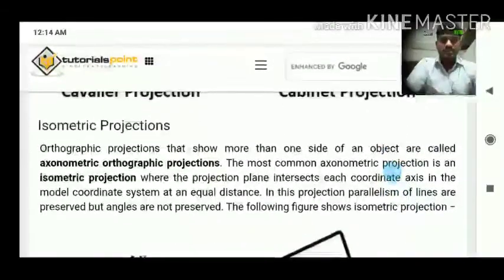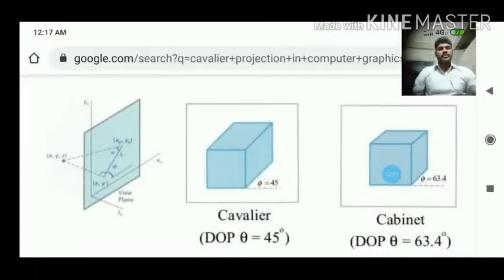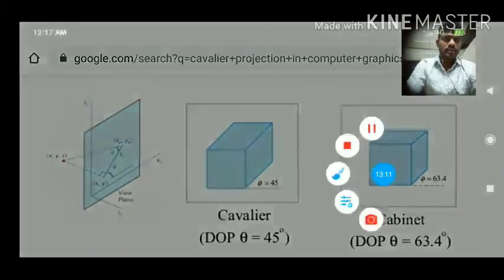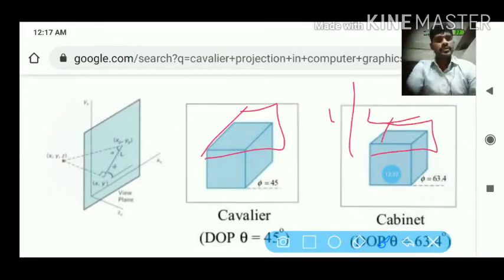Now, for further clarification, we come back to the figures, cavalier and cabinet. In cavalier, the actual size is not changing. In cabinet, the size is half of the actual size. The lines are inclined, and the size is not changing in cavalier, but in cabinet it is half of the actual size of the object.